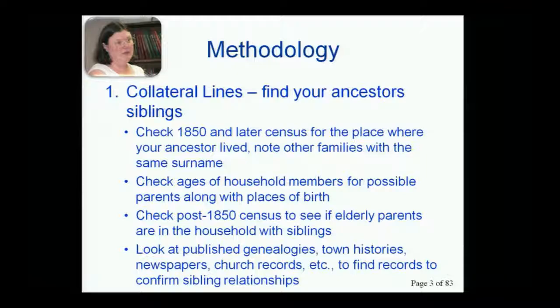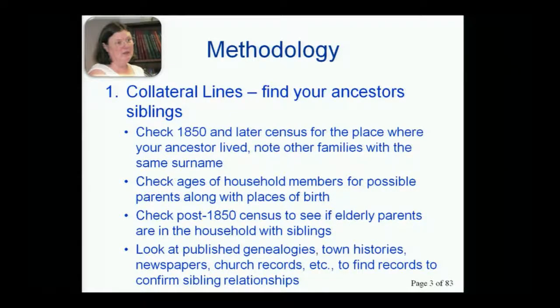So the first place we start with this in our methodology, on slide 3, is to check the 1850, 60, 70 censuses to see if we can find people who may be related to our ancestors. So we're going to look for families with the same surname in the same location or the same region as our ancestors. What we want to do when we're doing this is also look for older people in the household, because frequently during that time period, a lot of people, especially older people, would live in the same household with their children.